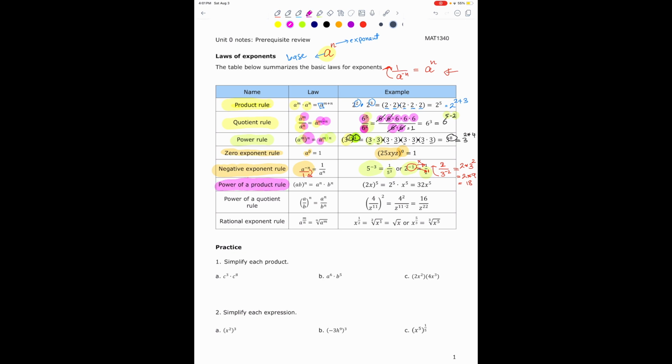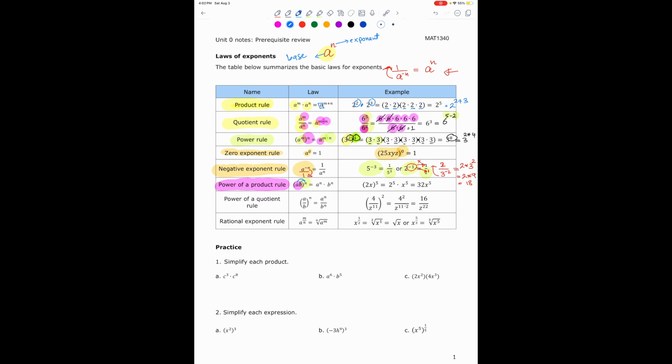The power of a product. So if you have a product of expressions and you raise that into an exponent of n, then basically what you're going to do, you're going to distribute the power over the multiplication. This only works with multiplication and division. It doesn't work with addition or subtraction. Okay, so keep that in mind. It does not work with addition or subtraction.